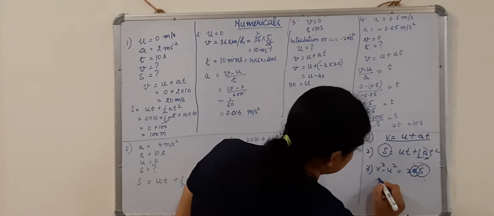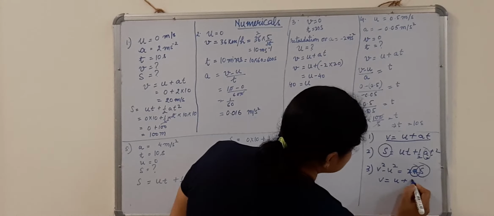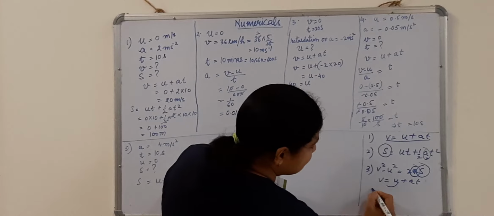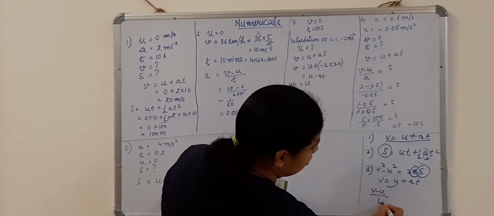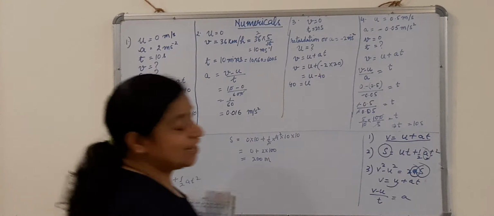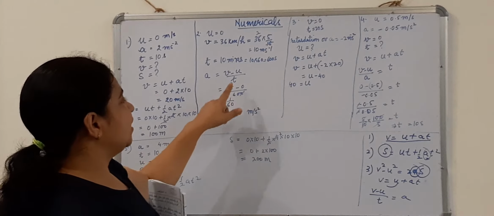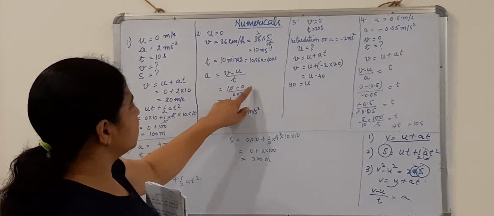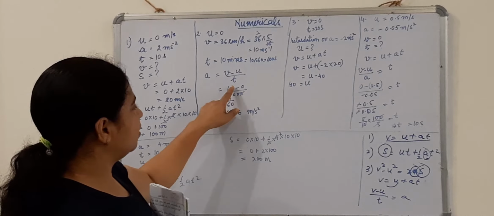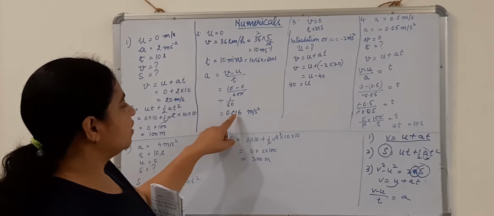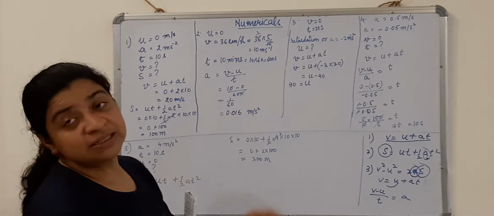Now, v is equal to u plus at, or how can I write it? This u I will take to that side: (v minus u) upon t is equal to a. This is the formula. So I have used (v minus u) upon t, that is v is 10, u is 0, time is 600. 0 and 0 cancel, 1 upon 60, that is 0.016 meter per second square.